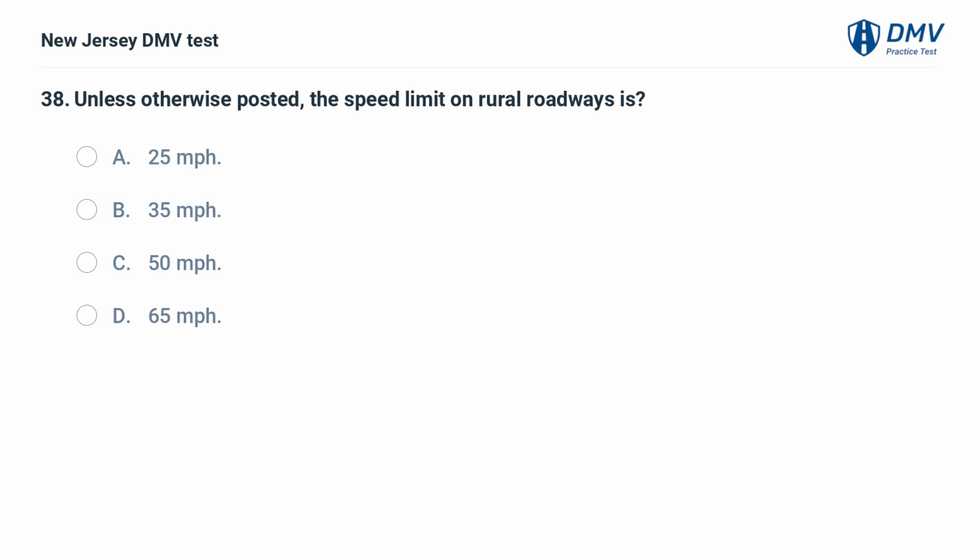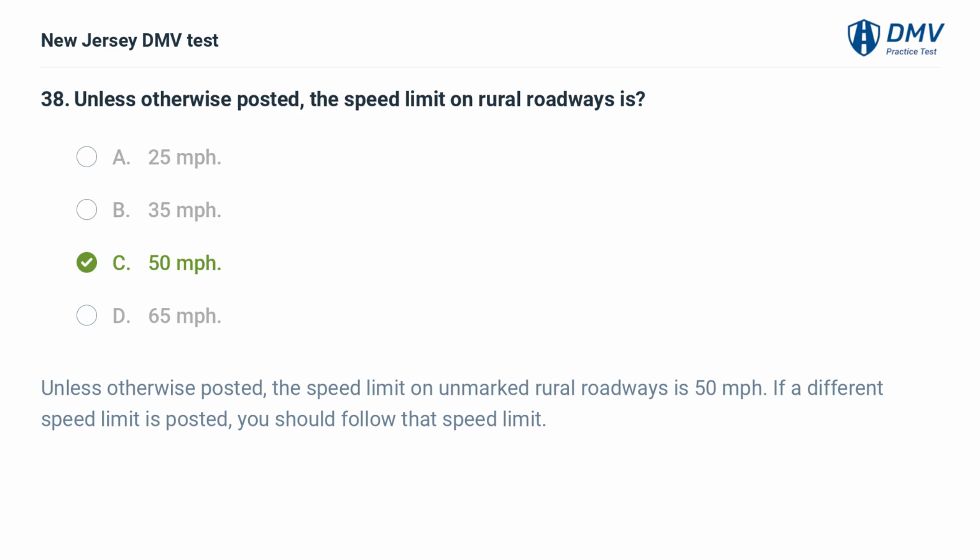Unless otherwise posted, the speed limit on rural roadways is: A. 25 miles per hour. B. 35 miles per hour. C. 50 miles per hour. D. 65 miles per hour.